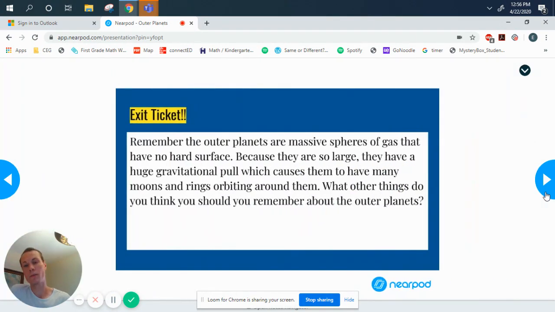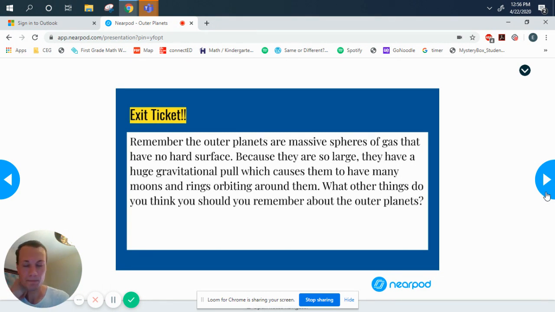All right, so the last thing is our exit ticket. Remember, the outer planets are massive spheres of gas that have no hard surface. Because they are so large, they have a huge gravitational pull, which causes many of them to have tons of moons or rings orbiting around them. What other things do you think you should remember about the outer planets? So we're going to take our exit ticket. You've got to remember they're made out of gas. They're huge. They've got lots of moons. What other things might be helpful for you to remember? Think about that for a second.